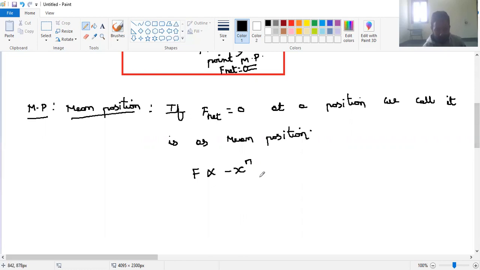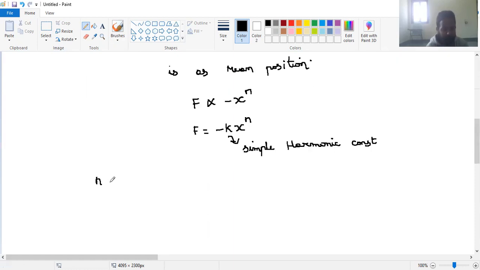All these things we will discuss. Let us give F directly proportional to minus x whole power n. When you remove the proportionality, you should introduce a constant. So F is equal to minus k x power n, where k is nothing but the simple harmonic constant. And n cannot be even, n can be only odd.